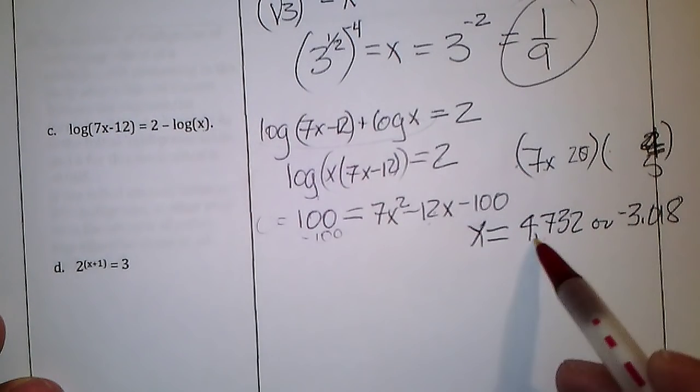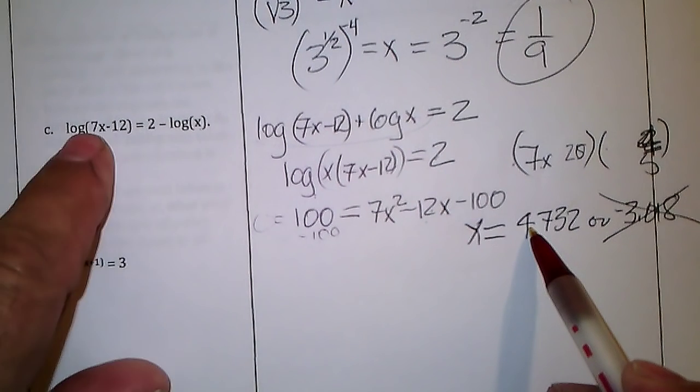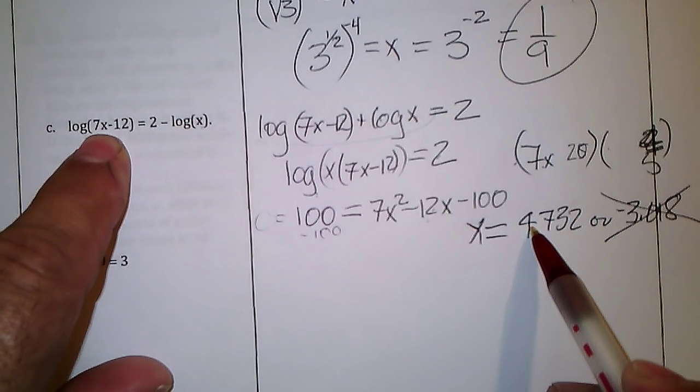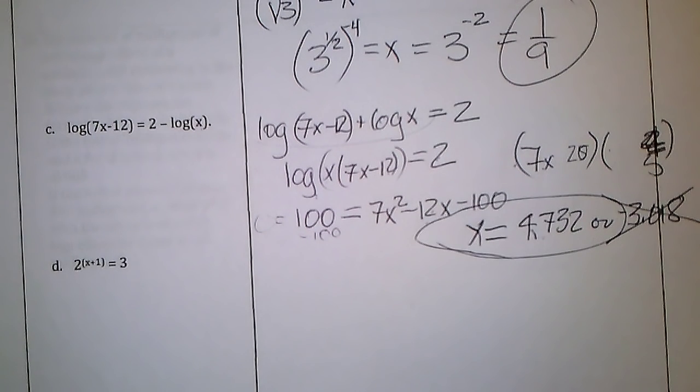Log of x, we can't put in the negative, and does 4 work in there? 7 times 4 would be 28 minus 12. That would be okay. So it looks like that's the only answer. And it's not a pretty number.